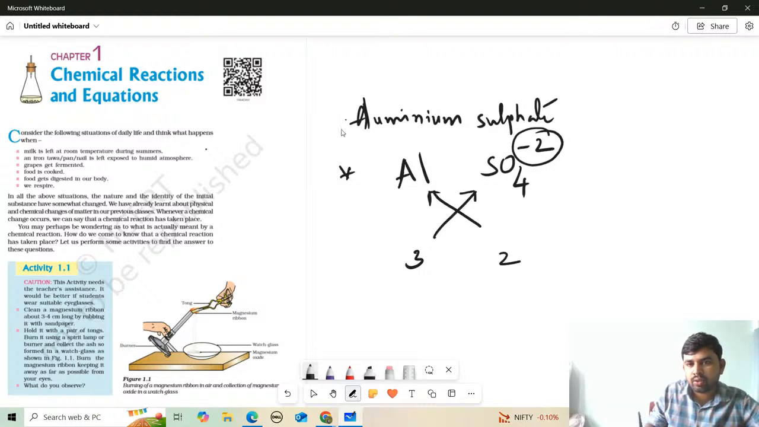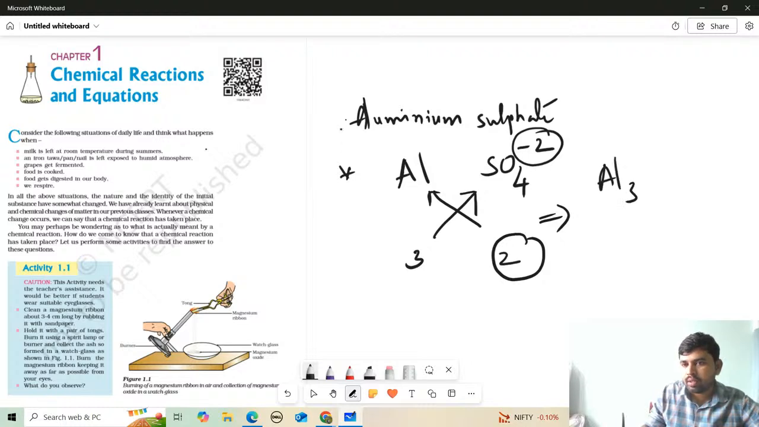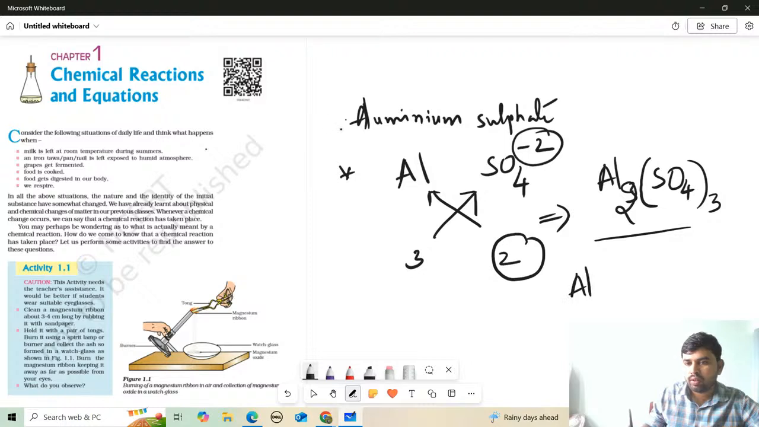Then these valences should be exchanged with each other. The valence of sulfate should be given to the aluminum, and the valence of the aluminum should be given to the sulfate. So I'll get Al with 2 and SO4 with 3. You should write brackets here because 4 and 3 are different numbers and we don't need to multiply, since this 3 belongs to both sulfur as well as oxygen. So this is Al2(SO4)3, the formula of aluminum sulfate.